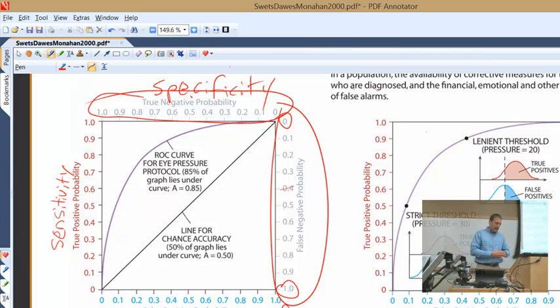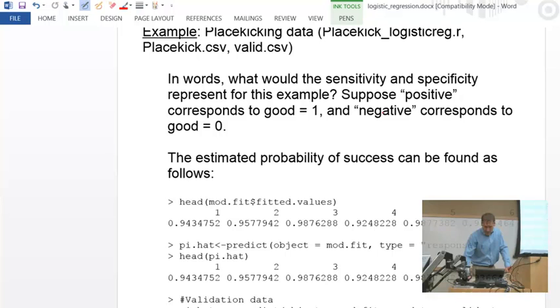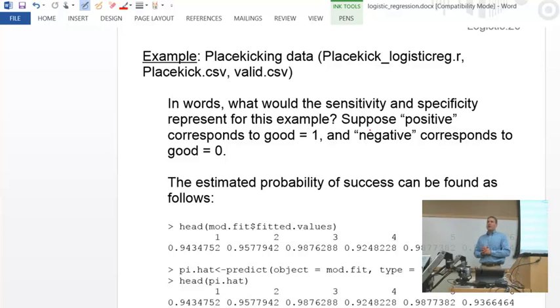Okay, so this is an ROC curve. Now let's look at that in the context of the place kicking data set. First of all, what would the sensitivity be in words for the place kicking data set? It's the probability of classifying as a success, given it is truly a success. Specificity is the probability of classifying as a failure, given that it truly was a failure. Okay, so that's the sensitivity and specificity in this context.